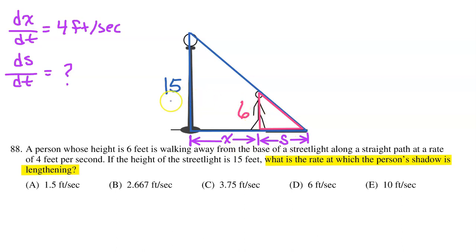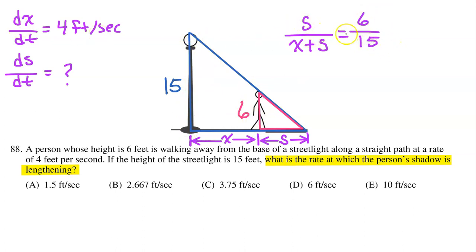So small over big will equal small over big. Focus on the bottom of the red triangle and the bottom of the blue triangle. The bottom of the red triangle is s, and the bottom of the blue triangle is x plus s. So small over big will be s over x plus s. Now focus on the vertical part of the red and blue triangle. Small over big will be 6 over 15.